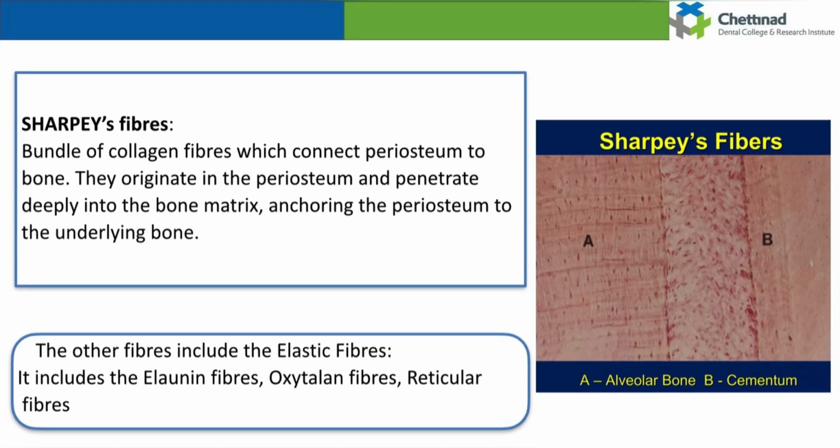So what are Sharpey's fibers? The bundles of collagen fibers which connect the periosteum to the bone. These are Sharpey's fibers. They originate in the periosteum and penetrate deeply into the bone matrix, anchoring the periosteum to the underlying bone. The other fibers found include the elastic fibers, elaunin fibers, oxytalan fibers, reticular fibers, etc.